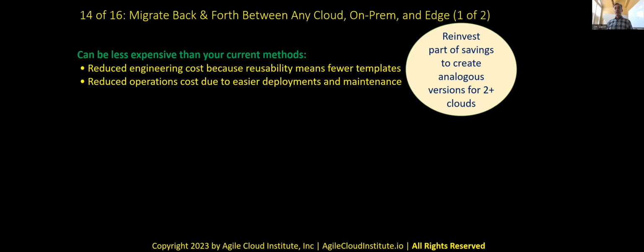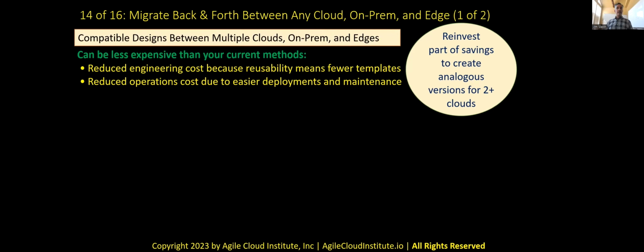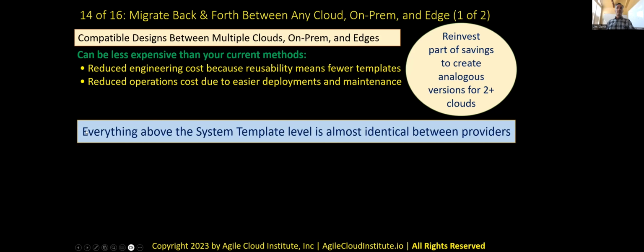So the idea of multi-cloud with the Agile Cloud Manager is that you can reinvest part of the savings that come from becoming more efficient into developing an analogous version of an app for another cloud, or for a different on-prem or for an edge. The idea is that the designs for these versions are compatible between multiple clouds, on-prem and edge. And here's a little picture of how.